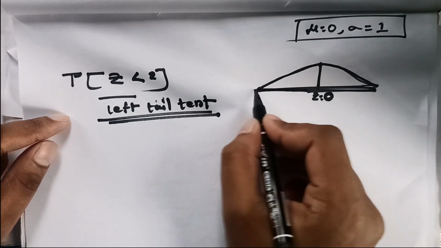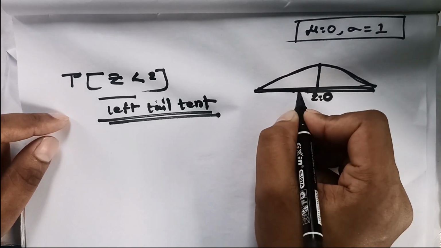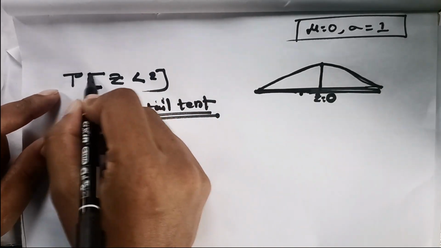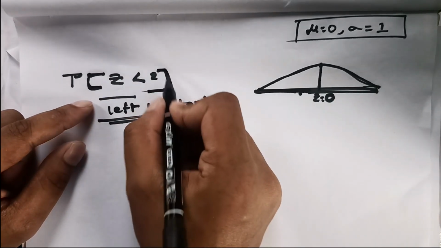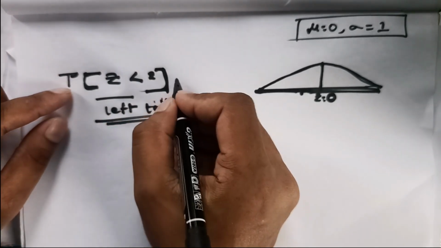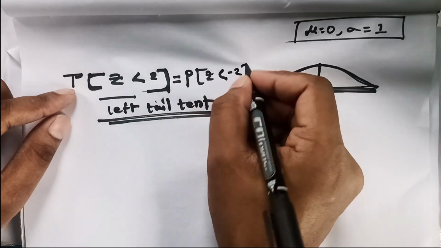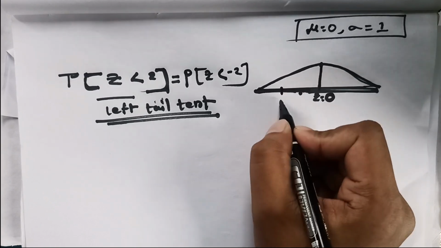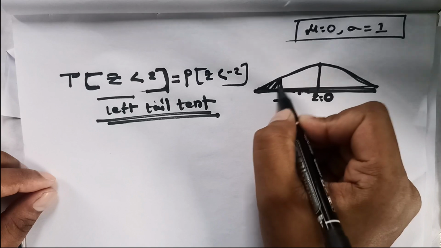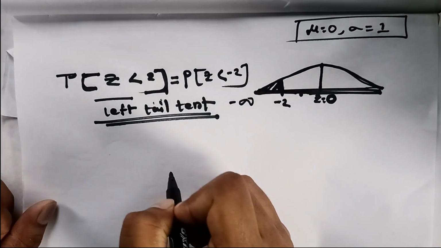Okay, so this is our left side, right? And we are considering somewhere in this part. If you look at this, remember the CDF formula. So this could be written as probability z less than -2. If this point is -2, we are ready to find this area, because this is -infinity.